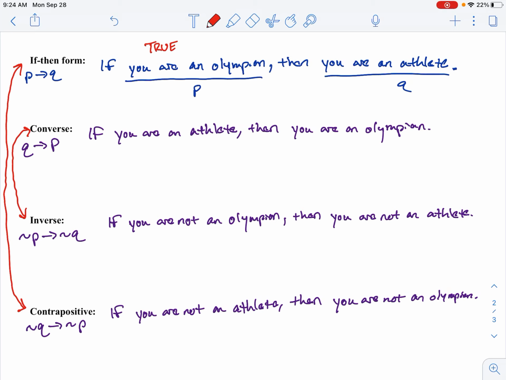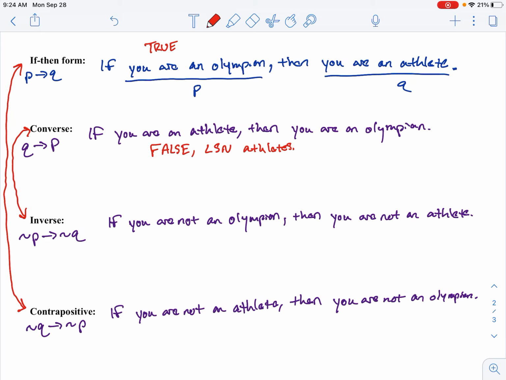The converse: if you are an athlete, then you are an Olympian. I'm going to say this one is false, but I can't just say it's false. I have to provide a counterexample. My counterexample is going to be our Lee Summit North athletes. Our Lee Summit North athletes are awesome athletes, and they play a variety of sports, some of them multi-sport athletes, but they are not Olympians. They haven't reached that status yet. So false, this is not true. Our counterexample is our Lee Summit North athletes. They are not Olympians, but they're still athletes.